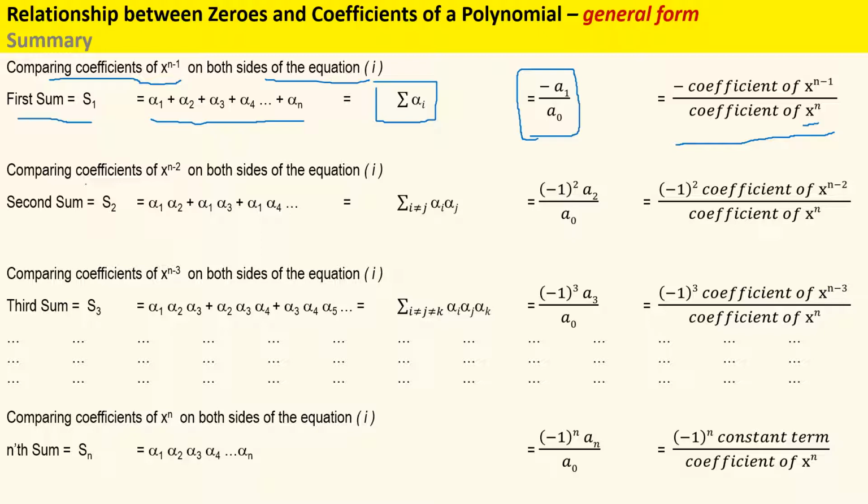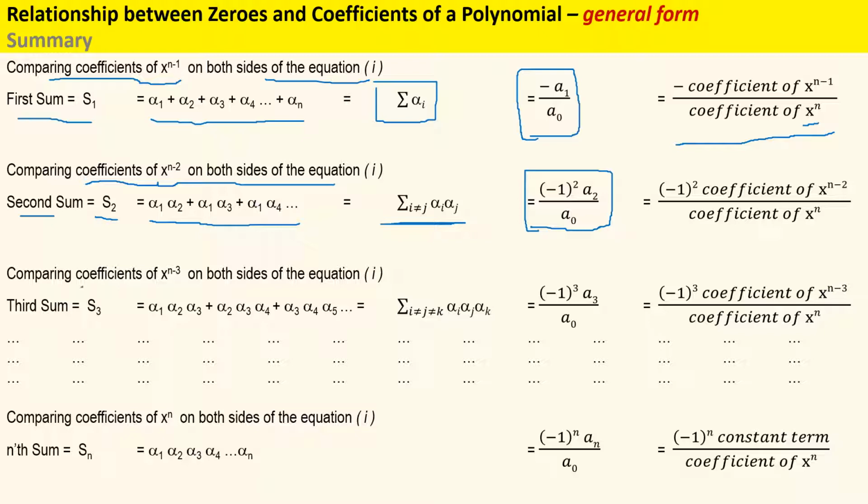Next, let's compare the coefficients of x raised to power n minus 2 on both sides of the equation 1, and this will give us the second sum S2, which is equal to alpha 1 times alpha 2 plus alpha 1 times alpha 3 plus alpha 1 times alpha 4 and so on. And in simple form, it is written as sigma i not equal to j alpha i alpha j, and this sum will be equal to minus 1 squared times a2 divided by a0.